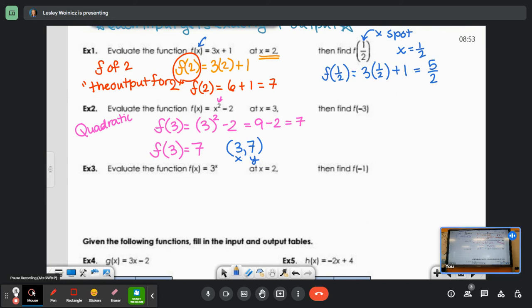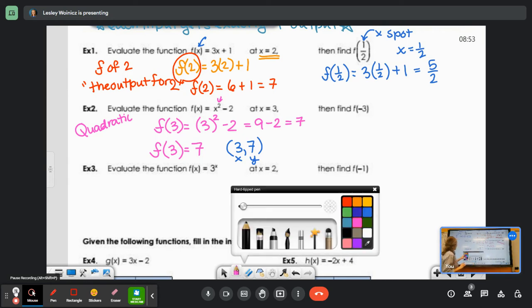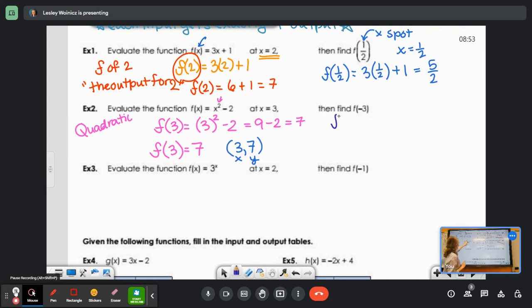Okay, so what we're going to find is that when we are dealing with functions, we can use f of x and y interchangeably. Okay, because if we're talking about functions, they are the same thing. Now we need to find f of negative 3. So I'm going to find the output for the input negative 3. I have to square the negative 3 and then subtract 2.